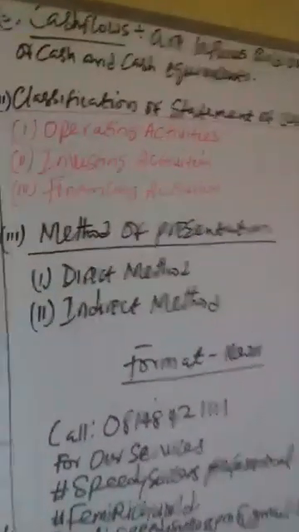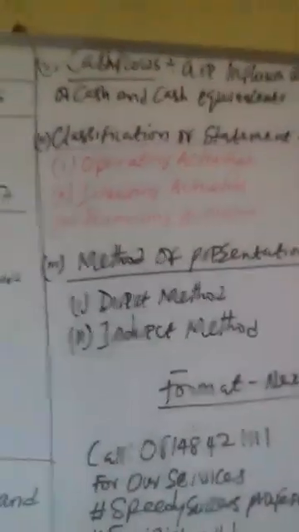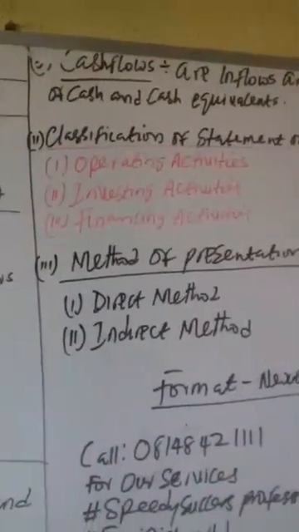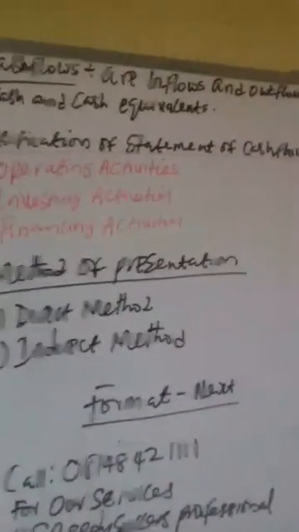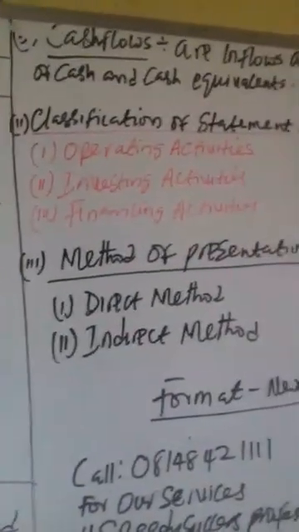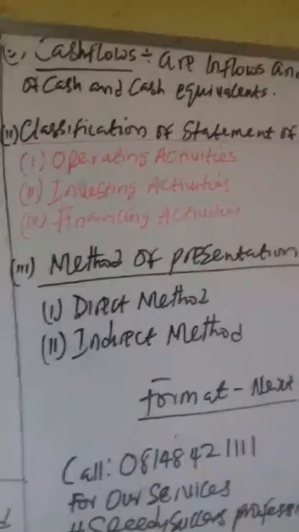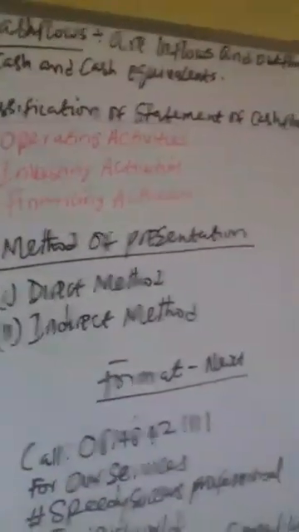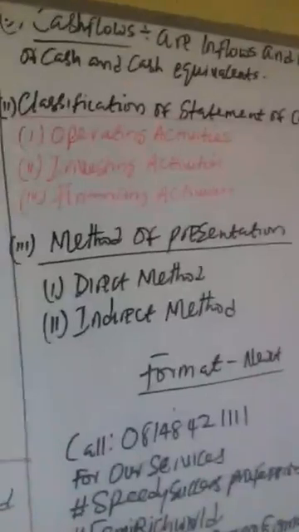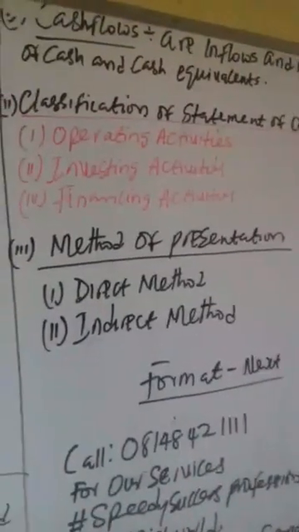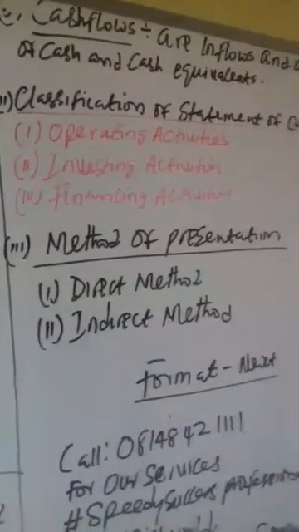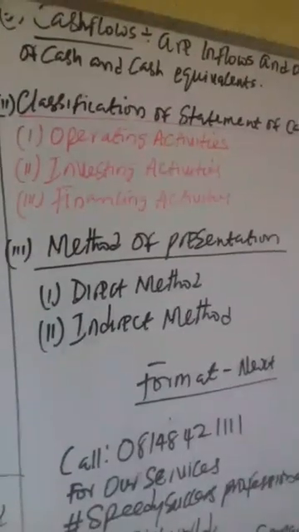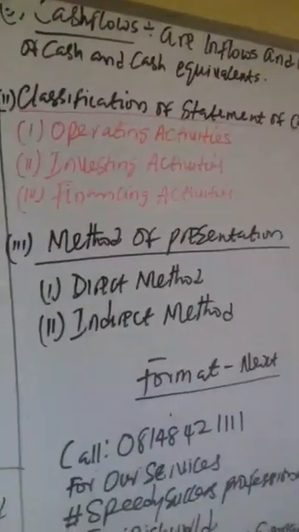The statement of cash flow, definition number 3 here is cash flows, which are inflows and outflows of cash and cash equivalents. All right, that's the last definition there. We move to the classification of statement of cash flow. When you are preparing the statements, we have 3 sections of it: the operating activity, investing activity, and financing activity.